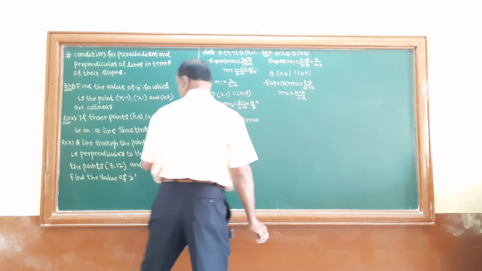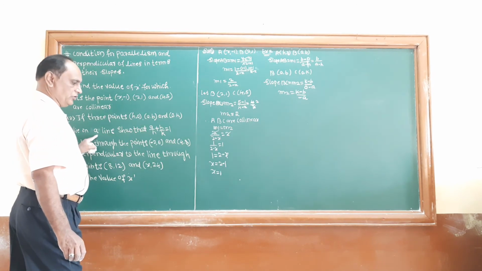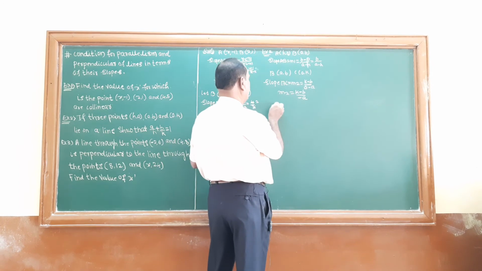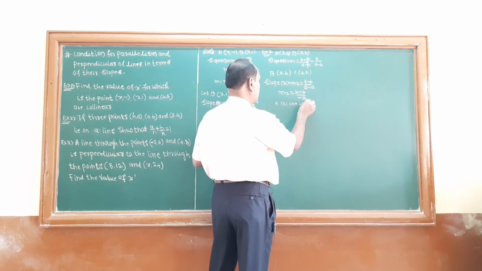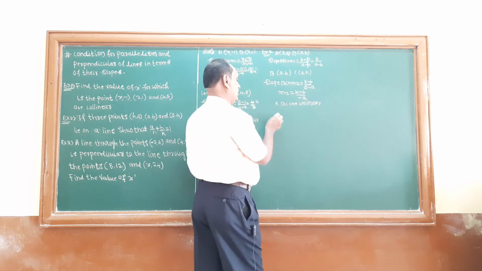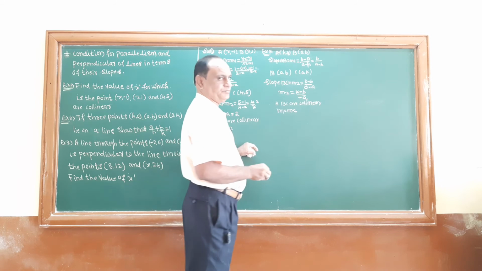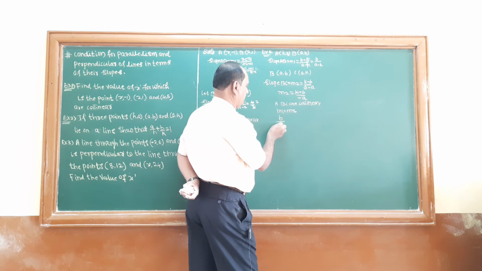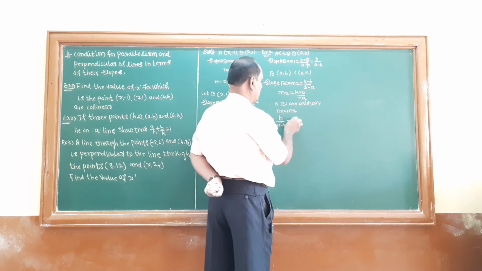Here, if the 3 points lie on a line, the 3 points are on one single line, therefore the points A, B, C are collinear. Since the 3 points are collinear, the parallel condition is m1 is equal to m2. So substitute: m1 is b divided by a minus h, equal to k minus b divided by minus a.